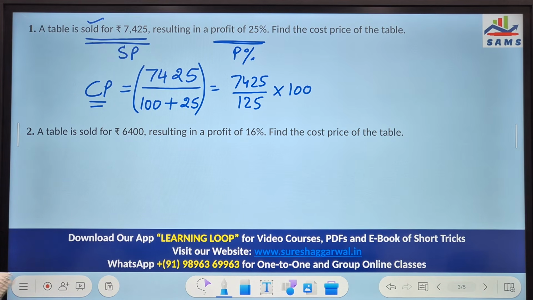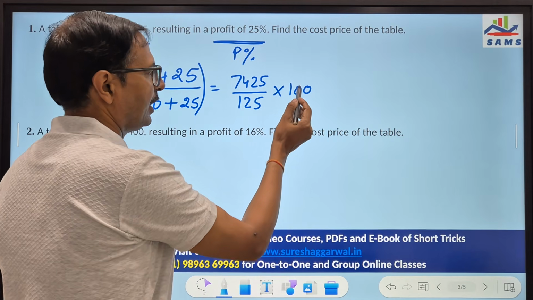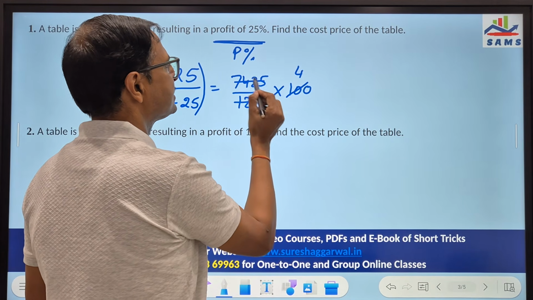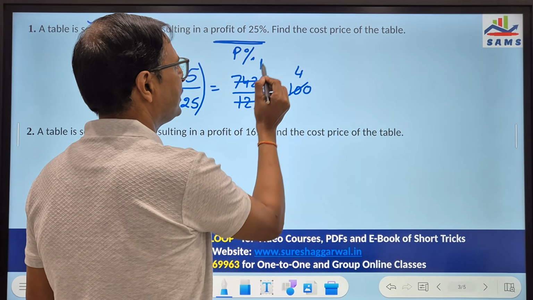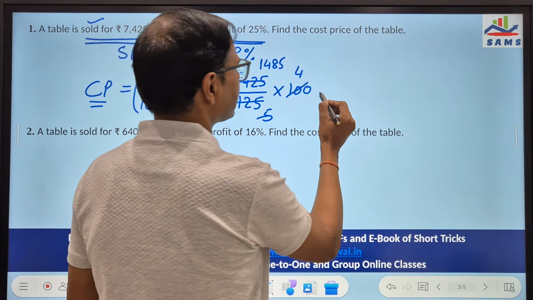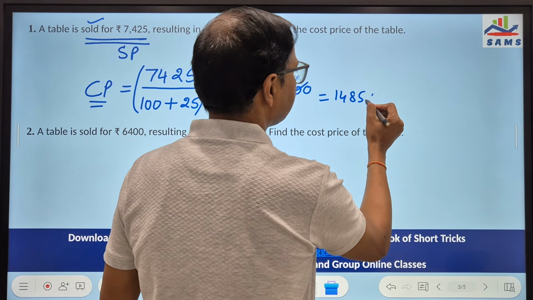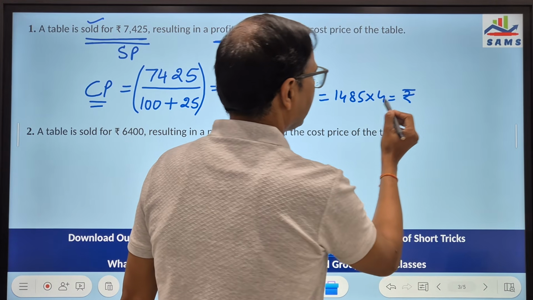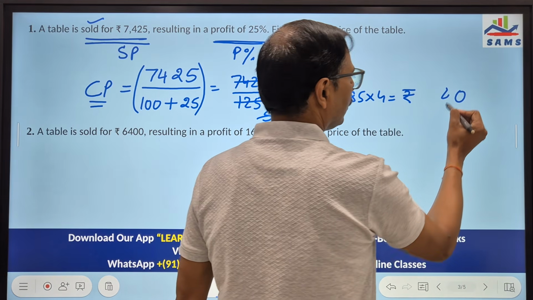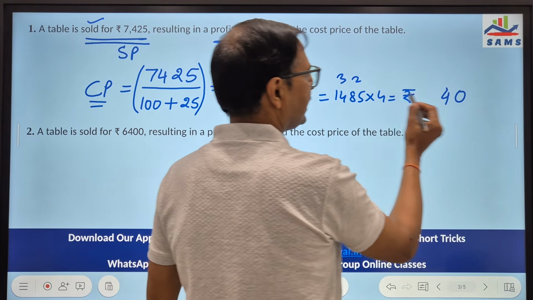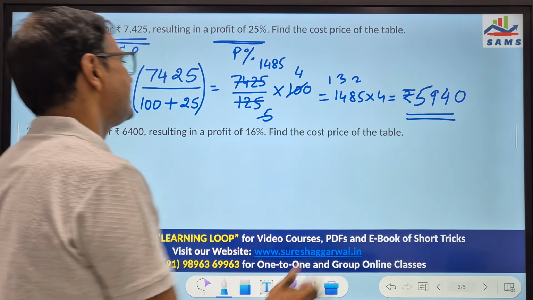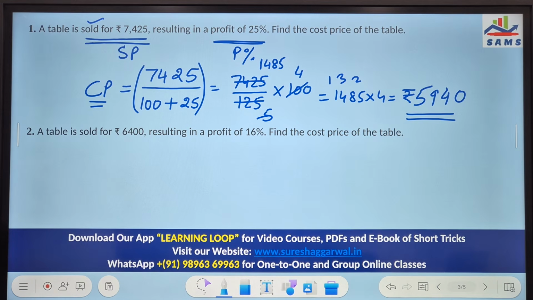So if you see here, this will come out to be say 100, this is 4 times and this is exactly 5 times, and 5 cancels this, 5 ones are 5, 24 means 4, 42 means 8 and 25 means 5. So this actually gives me 1485 times 4, which gives me rupees, 4 5s are 20, 0 2, 8 4s are 32, 34, 4 3, 4 4s are 16, 3 19, 9 1 and 5 5940. This is the cost price of the item.